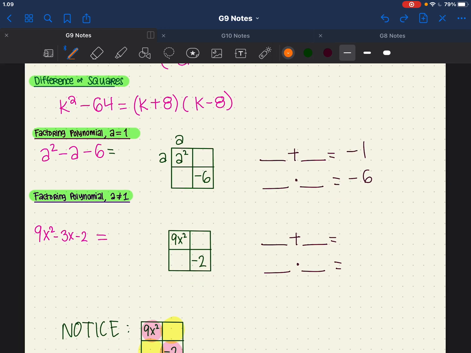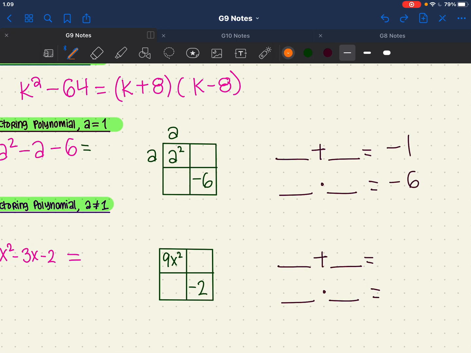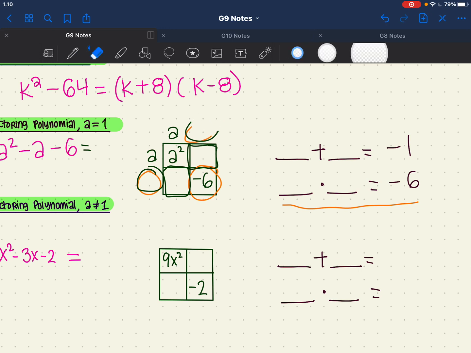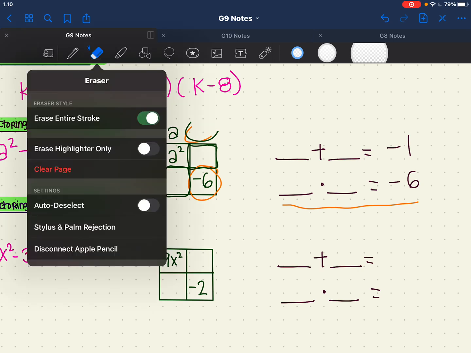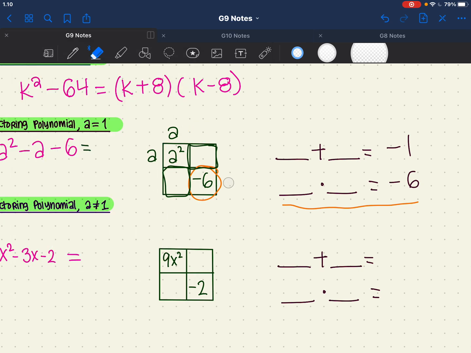To do that, we need to know what these two middle boxes are. In other words, we need two numbers that, if we multiply each other, this times this will be equal to this. So I'm going to write it out like that. And we also need the same two numbers, if we add them up, to equal negative 1. Alright, so think about those two numbers.